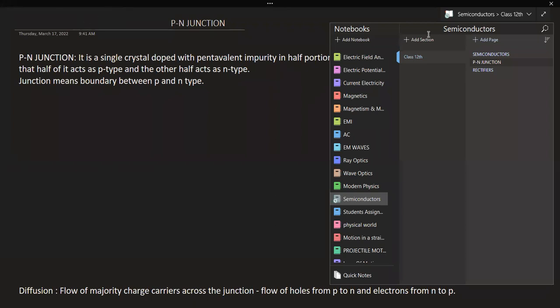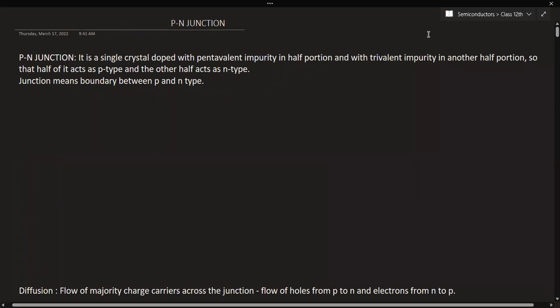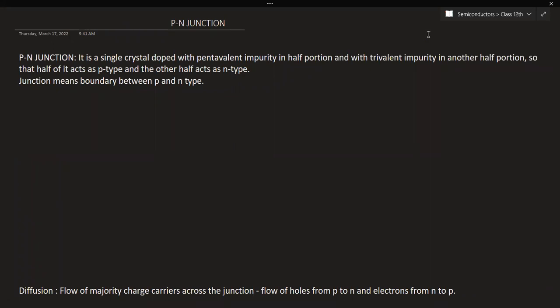Class C, PN junction is basically, you can get a question on PN junction. What is a PN junction? Explain with the help of a diagram, depletion layer, and all these theory questions are majorly from your second book. So see, a PN junction is basically a single crystal.